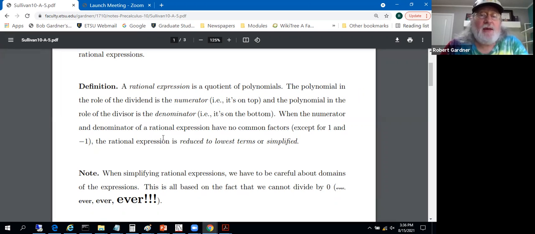When the numerator and denominator of a rational expression have no common factors, well, except for plus or minus 1, the rational expression is said to be reduced to lowest terms or simplified. And you've probably got experience in simplifying rational expressions from your past.